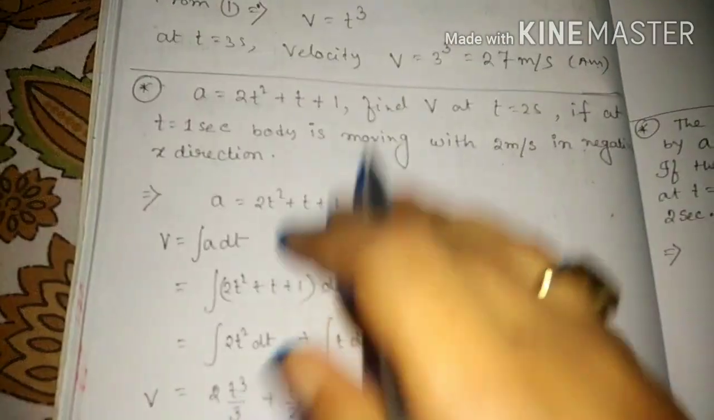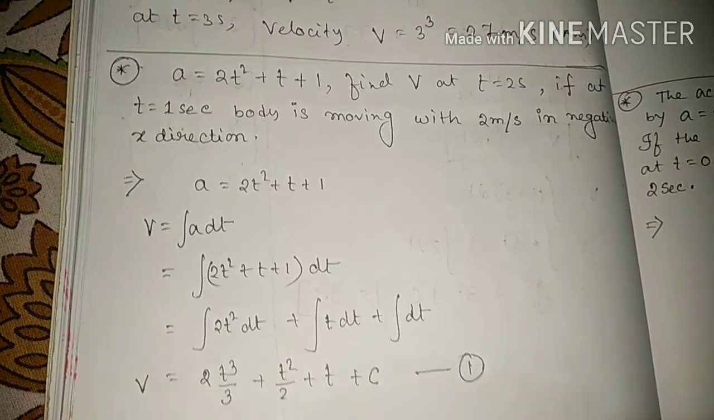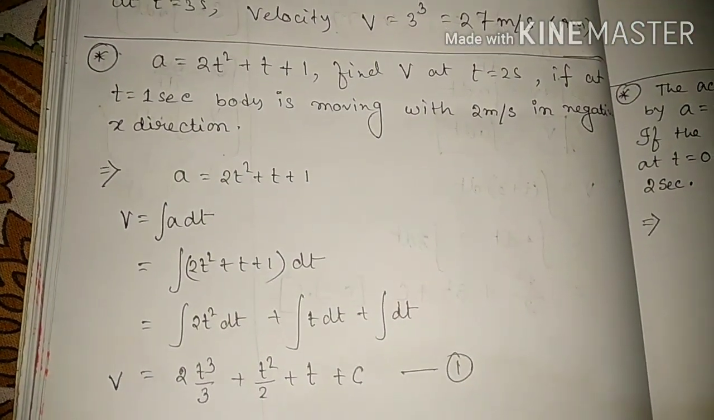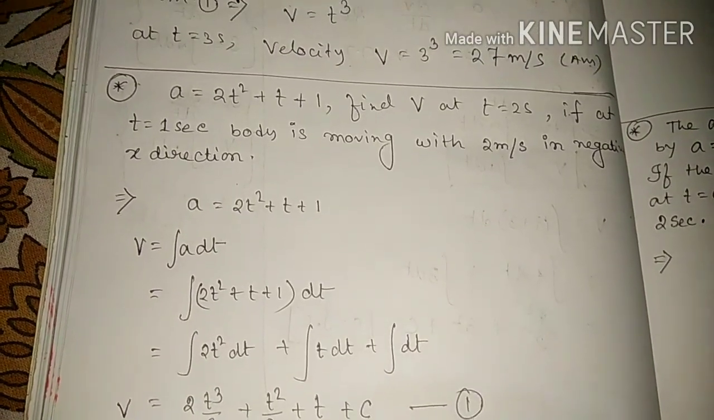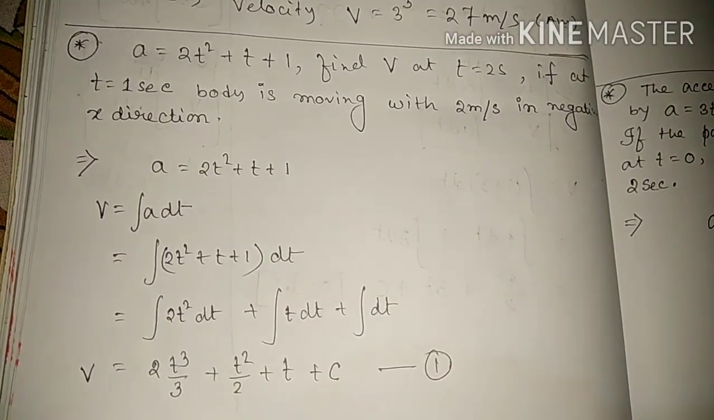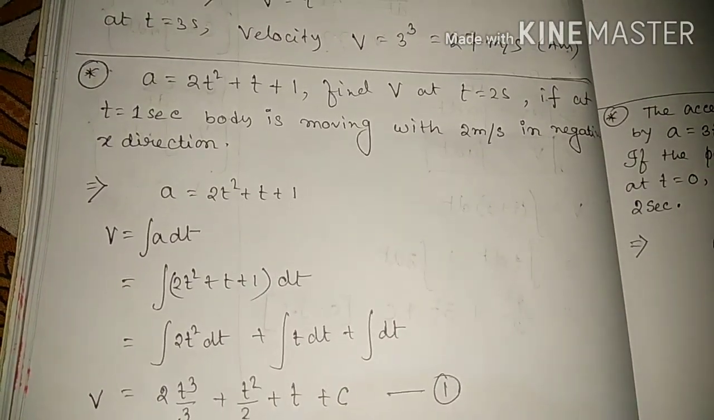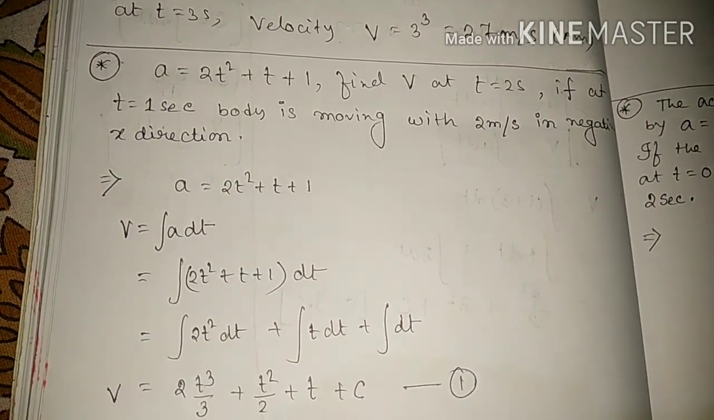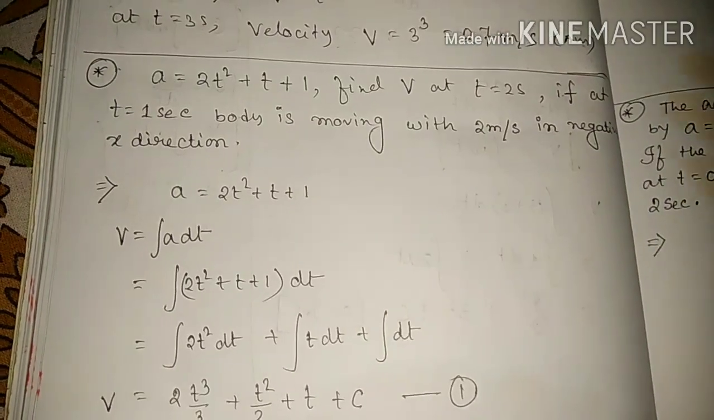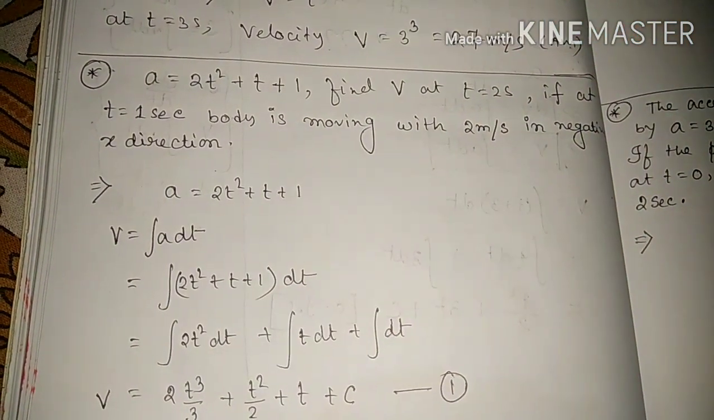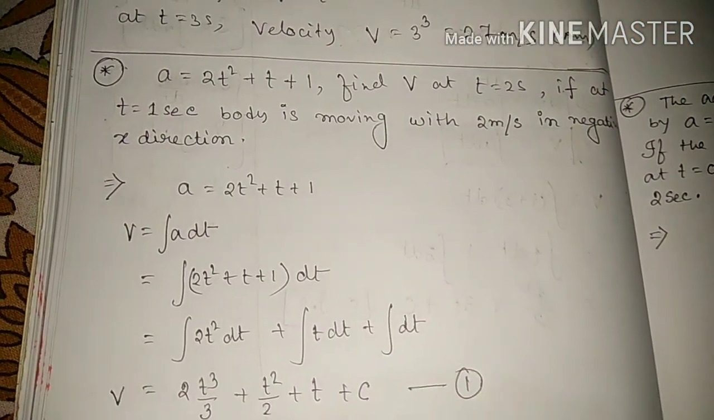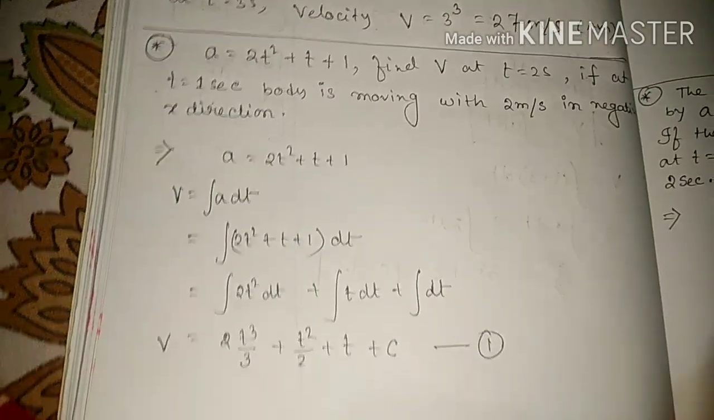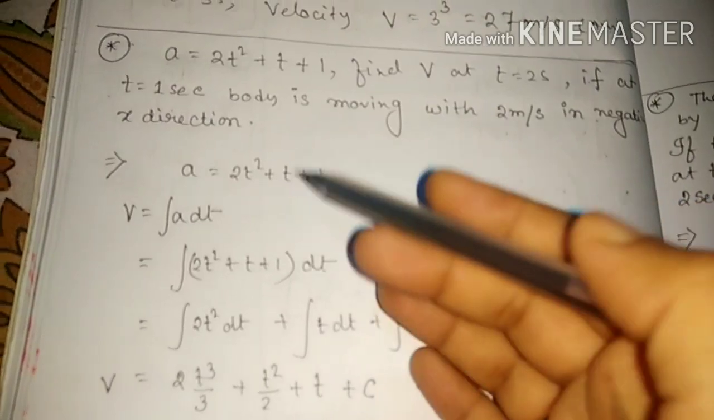Okay, so first we find the equation of velocity, because here also no limit or range is given. So first we find one equation of velocity with constant term c. Then we find the value of c. We put that value in the equation of velocity. After that we put the value t equals 2 seconds. Then we easily find the velocity. Okay, so do this step by step.